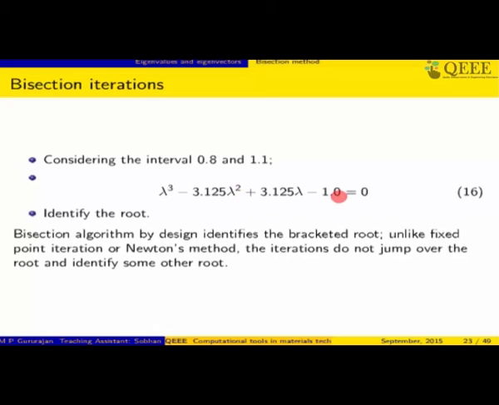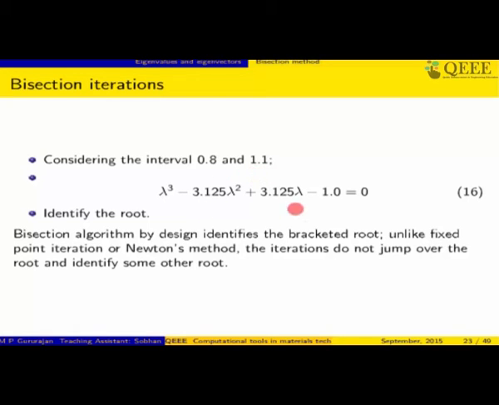So there were so many computations. In the bisection method, there are no such complicated calculations. All you need to do is put 0.8 here and 1.1 here, and then take 1.1 plus 0.8 divided by 2, that is 1.9 divided by 2. That will be 0.94 or something, 0.95.